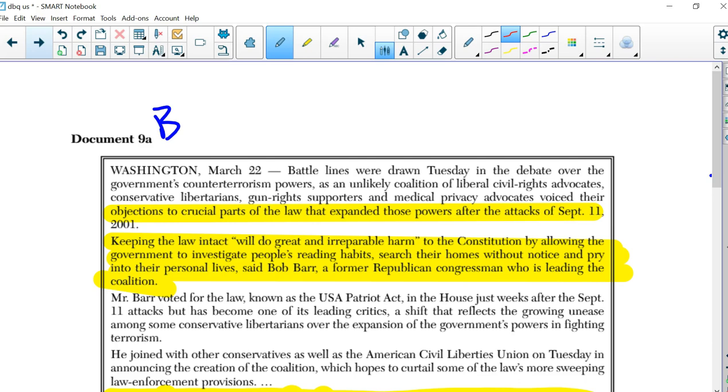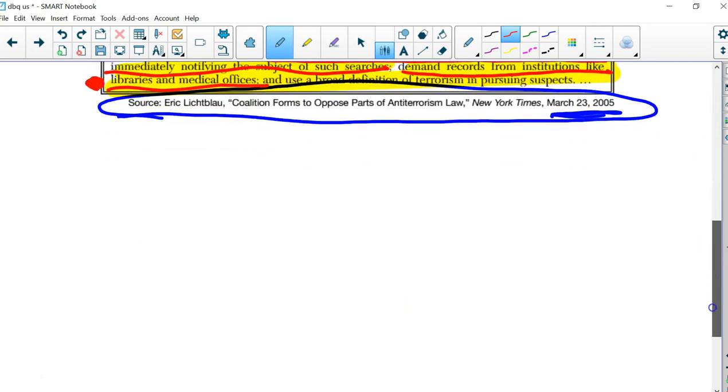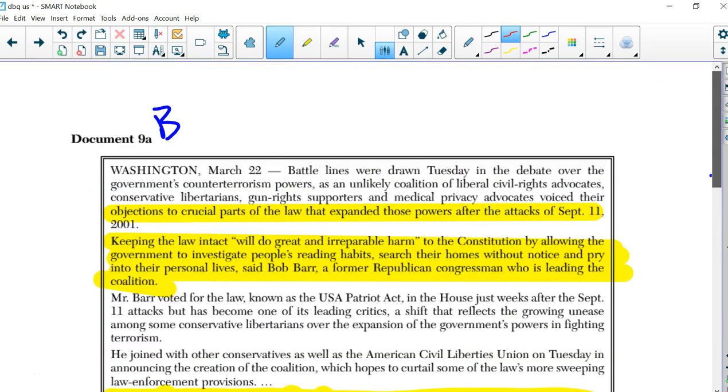All right, so another 30 minutes on these. We are done with our documents, right? That's 12 points worth of documents. We're going to go into our essay next, and that's it for DBQs. Thanks.